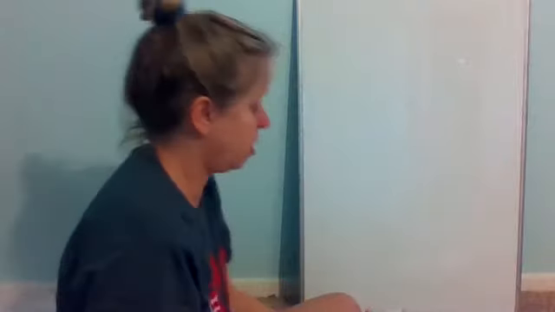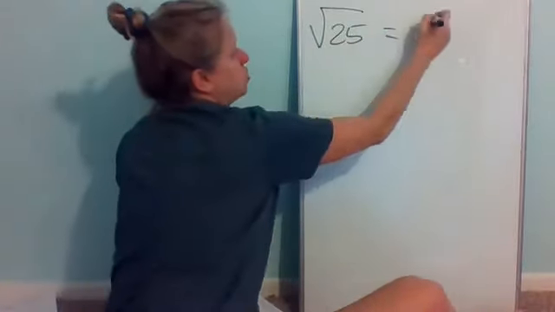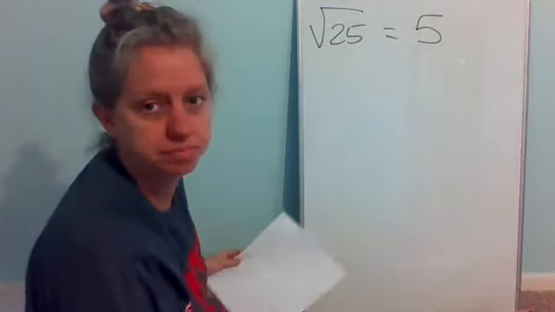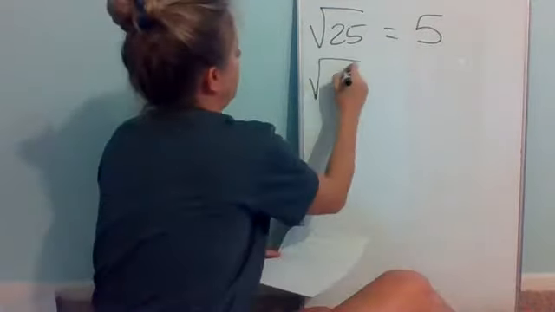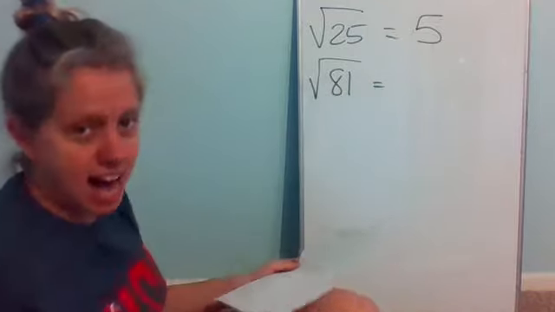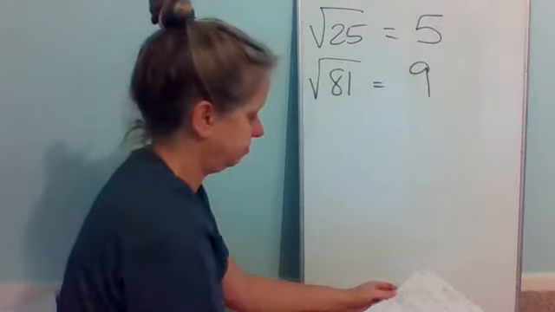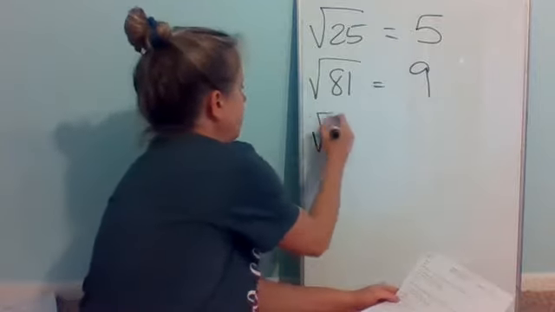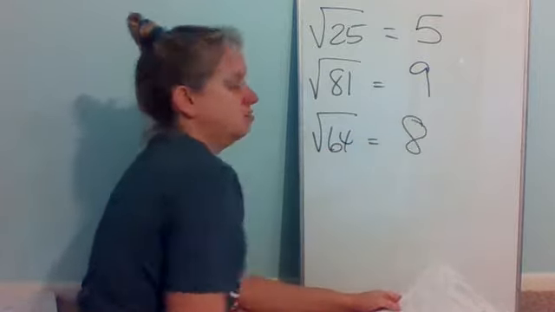So let's see. Number 1 is the square root of 25. Well, what times itself is 25? 5. See where I'm going? There's a whole bunch of these. Number 2 says, what's the square root of 81? Well, what times itself is 81? 9. Number 3, the square root of 64. What times itself is 64? 8.